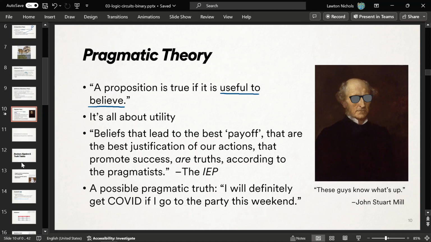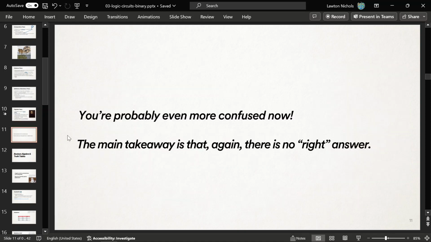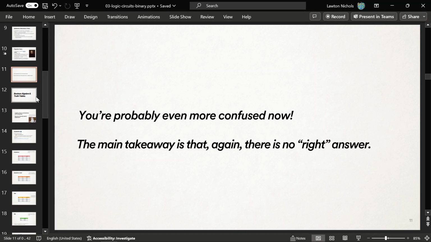And yeah, there's a bunch of definitions of truth. That probably confuses you further, and why wouldn't it? But again, all I'm trying to say here is that there is no right answer, which makes us uneasy. We've been taught in school that there is one right answer most of the time. There isn't, in the real world that we're talking about here, in arguments.